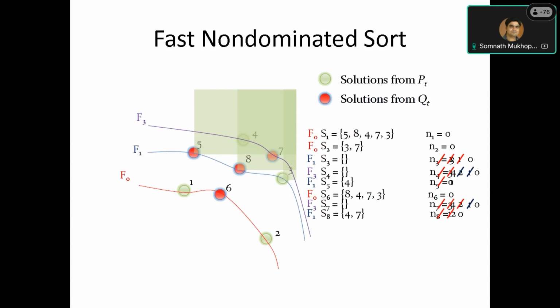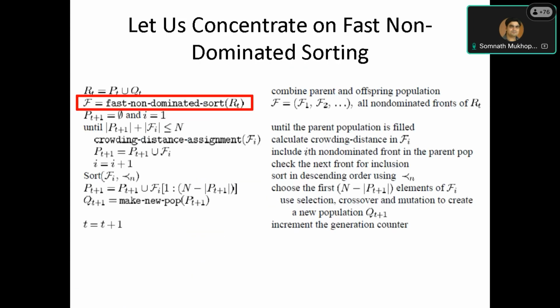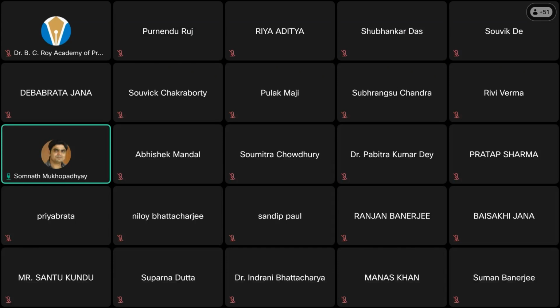But which solution is best, 1 or 6? So sorting can be used for selection, and another parameter which will be used for selection is actually crowding distance. The domination count: we'll count for this solution 1 how many solutions are dominating this one. So that will be the domination count.